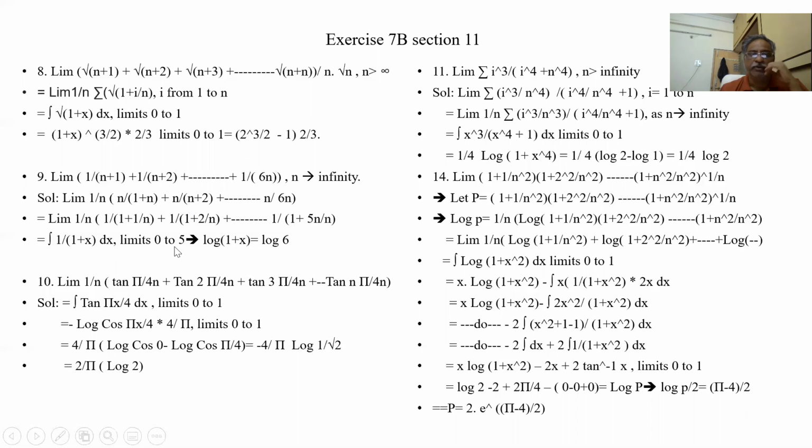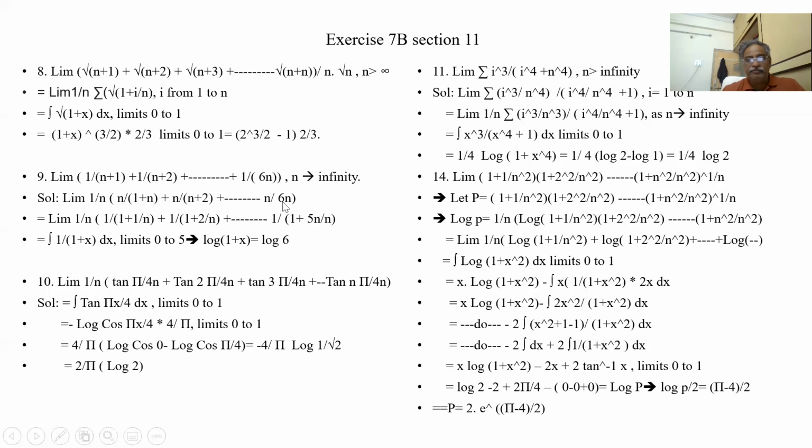So 0 to 5, integral of 1 by 1 plus x. Wherever i by n is there, we have to put x. So 1 by 1 plus i by n becomes 1 by 1 plus x dx. This is log of 1 plus x. So log 6. How 0 to 5?